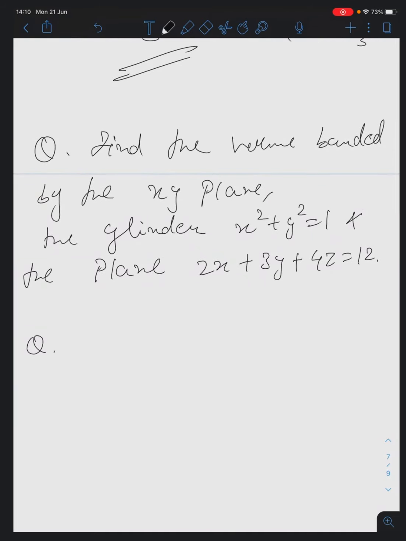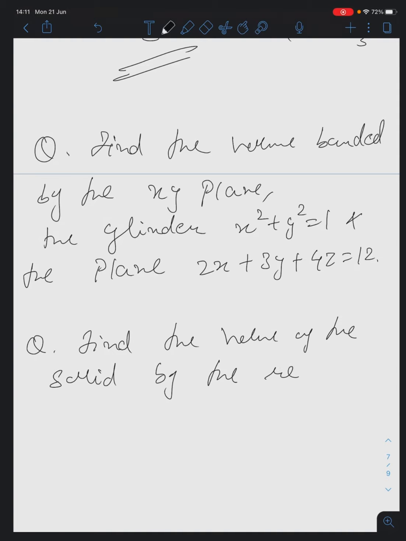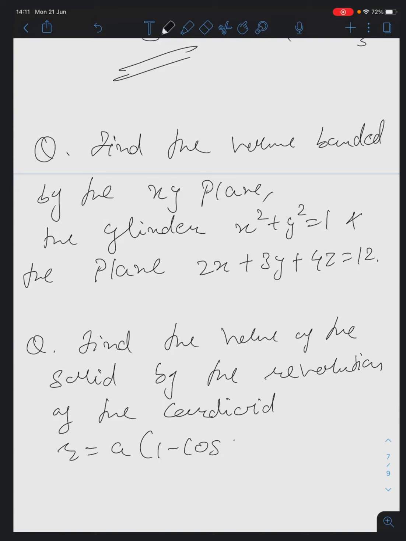Note down another problem. Find the volume of the solid generated by the revolution of the cardioid r is equal to a into 1 minus cos theta about its axis.